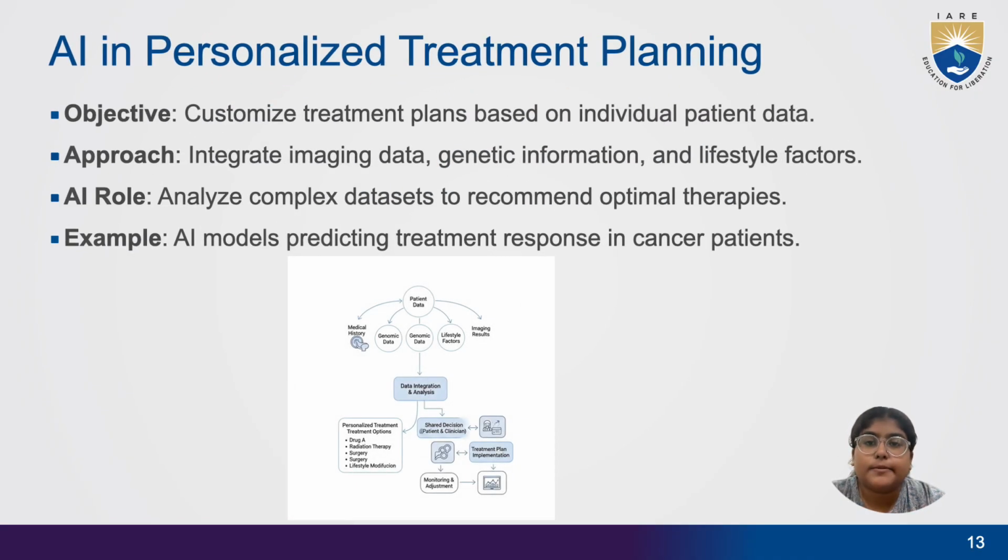AI is also helping personalize treatment. Instead of a one-size-fits-all approach, AI combines data from imaging, genetics, and lifestyle to create a customized treatment plan. For example, in cancer, AI can predict whether a patient will respond well to a particular therapy. This saves time, reduces side effects, and increases treatment success rates. Personalized medicine is the future, and AI is key to making it work.